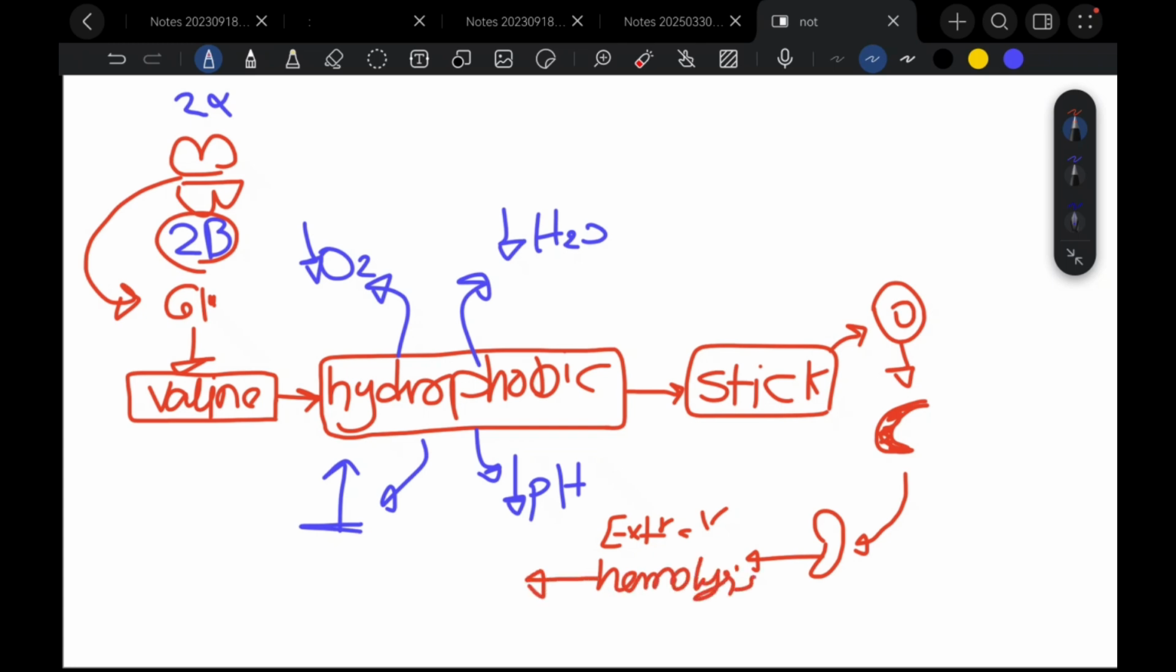And we will have the symptoms of extravascular hemolysis, like we will have decreased hemoglobin, which is anemia. We will also have dark colored urine. And we will also have jaundice, okay?